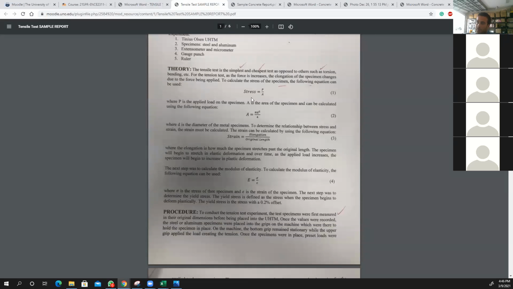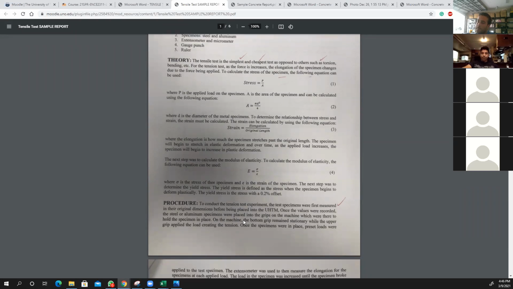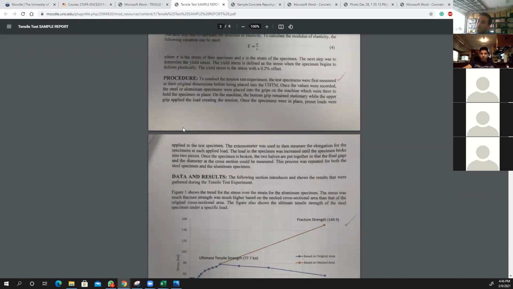So in the theory part, like I said, the definition of stress, how to calculate the cross-sectional area, strain, and modulus of elasticity. And in procedure, in my previous video, I covered the virtual testing procedure. There was a link on Moodle for the virtual lab. You can use that as a procedure. And there are a few videos that I uploaded. You can check those videos that show the procedure for steel or aluminum tensile testing.